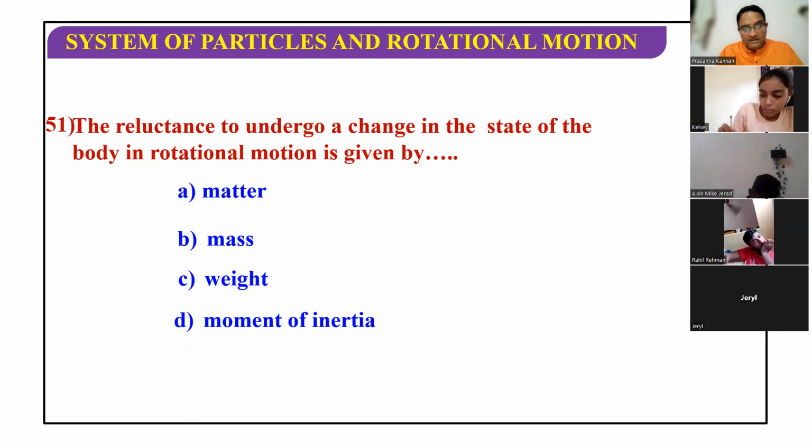Jerry, I have one more question for you. The reluctance to undergo a change in the state of the body in linear motion is given by? You should be saying mass. Inertia is the tendency, that's right. But the quantity which is responsible for that is mass. So in this case, the answer is moment of inertia. Let's move on to the next question, guys.